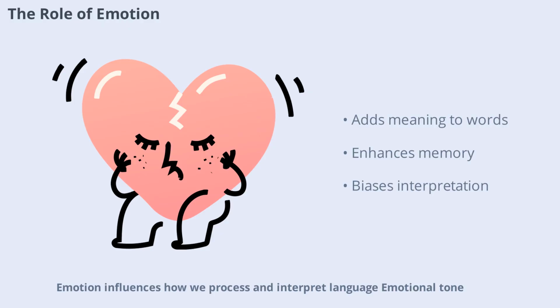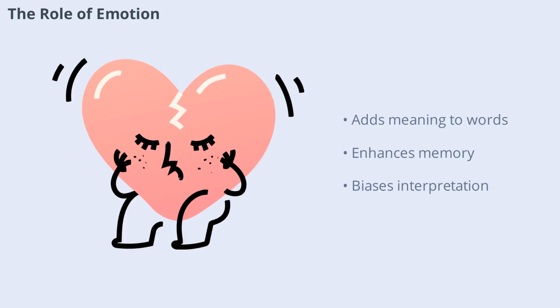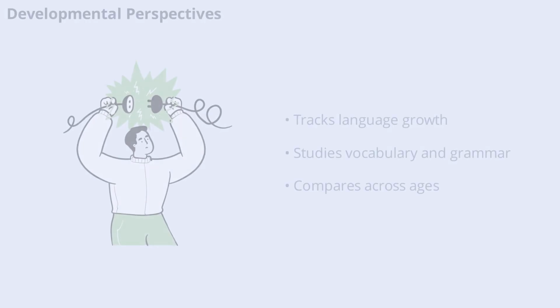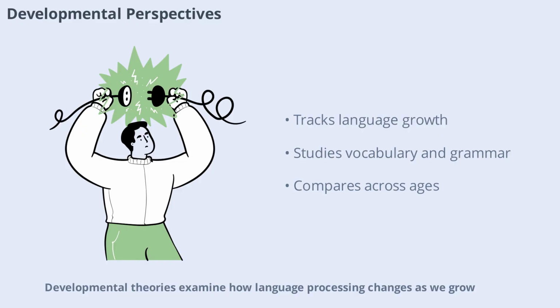Emotion influences how we process and interpret language. Emotional tone, facial expressions, and body language all add layers of meaning to words. Emotion can enhance memory for certain messages or bias our interpretation of ambiguous language. Understanding the role of emotion helps explain why some conversations are more memorable or impactful than others. Developmental theories examine how language processing changes as we grow.